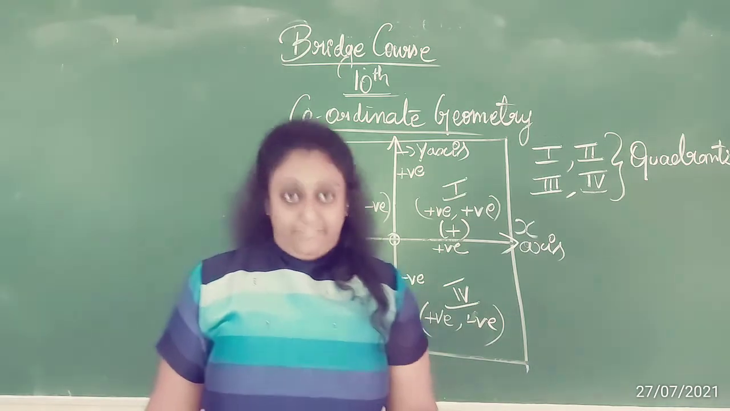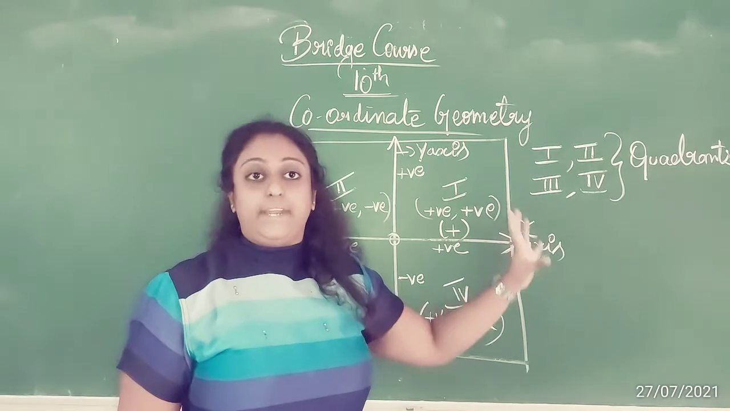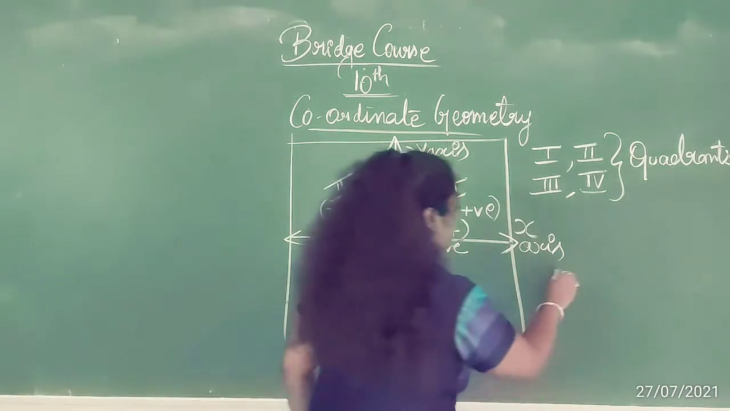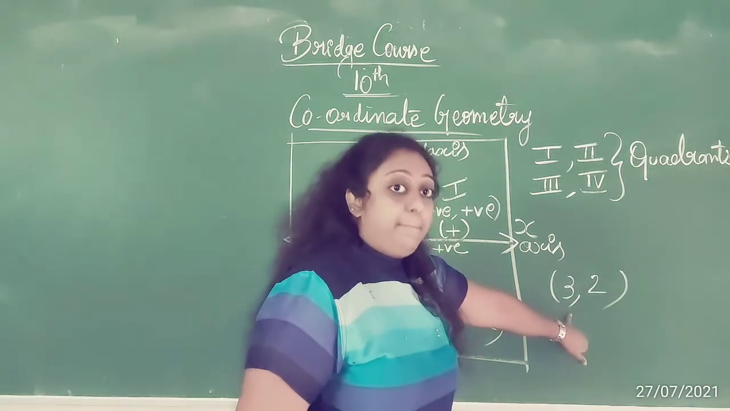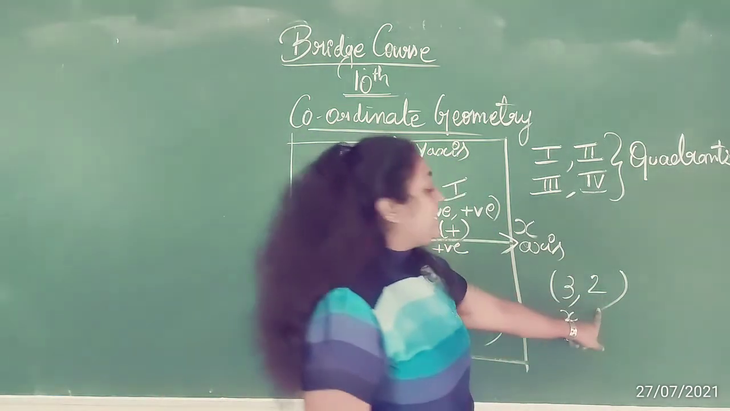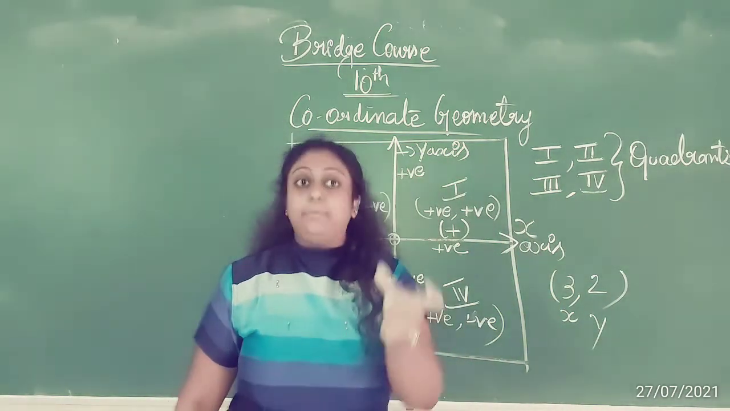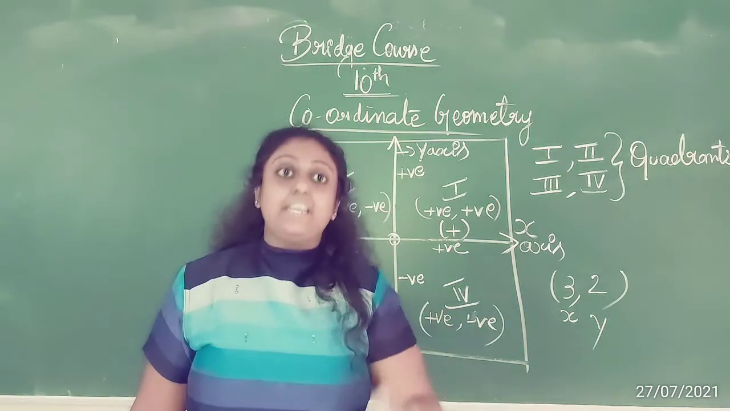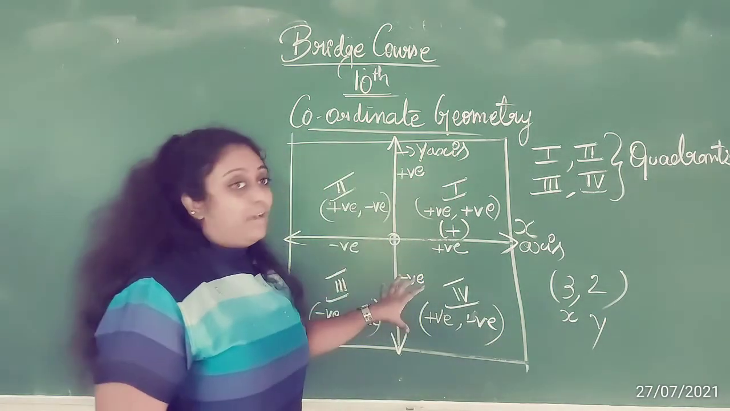When we do graphs in your 10th standard, I will teach you how to plot the graph according to these quadrants and numbers. Did you get it? Whenever they give you a bracket of numbers, suppose 3, 2, the first number represents your x-axis and the second number represents your y-axis. Always remember this when they give you 2 numbers to plot in the graph. So I hope you understood the basics of coordinates.